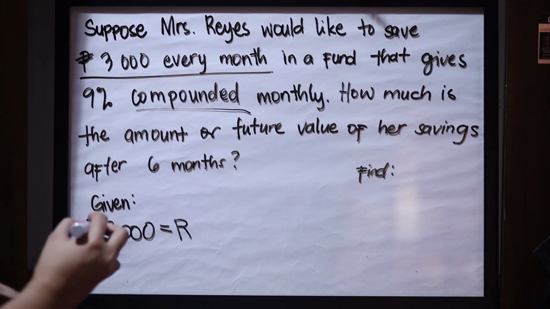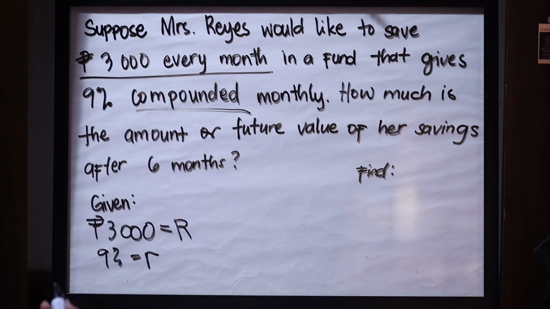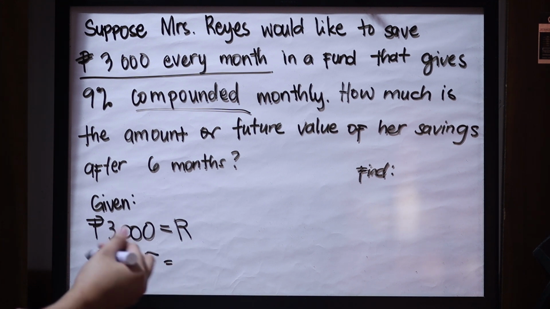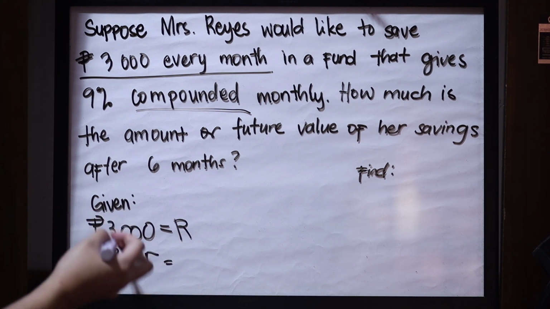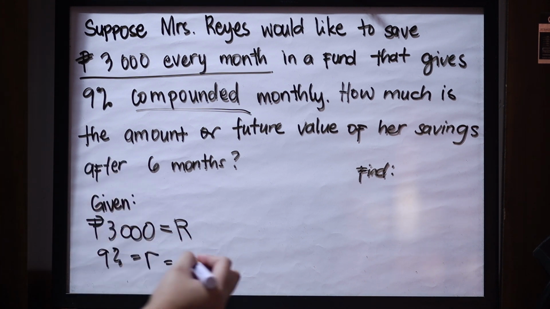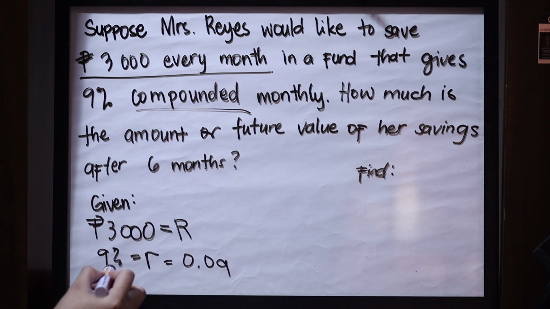And then we have 9%. Because of the presence of the percent symbol, that becomes the rate. Be mindful of the capital R and the small letter r. The small letter r is for rate and the capital letter R is for the periodic payment. Since we cannot compute using the percent symbol, we have to eliminate it by moving 2 decimal places to the left. So 9% becomes 0.09, because this is a whole number and the decimal point is at the rightmost, so all you have to do is move 2 decimal places.